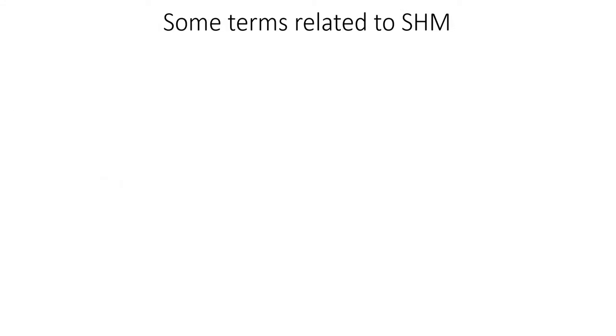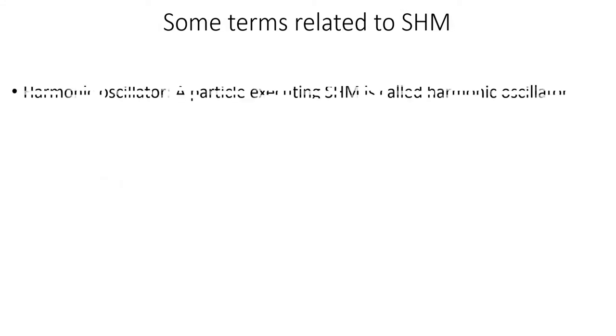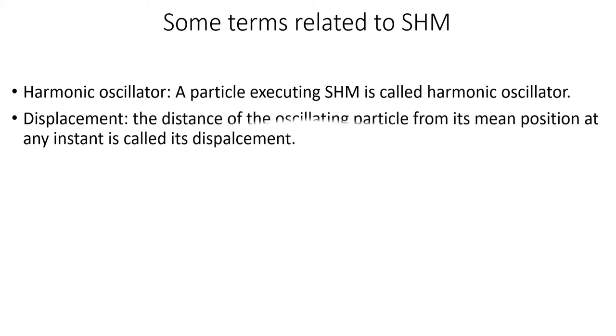Now we will discuss some terms related to simple harmonic motion. First of all, we will discuss what is meant by harmonic oscillator. A particle executing simple harmonic motion is known as a harmonic oscillator. Any particle which executes simple harmonic motion. For example, a simple pendulum. We can consider the bob of the pendulum as a harmonic oscillator because it executes simple harmonic motion.